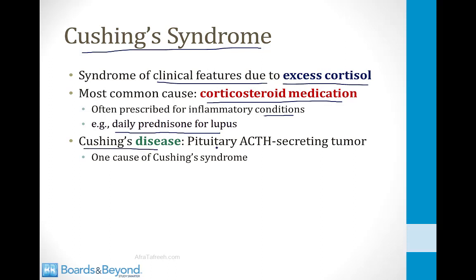Now, don't confuse Cushing's syndrome, which is a set of clinical features from excess cortisol, with Cushing's disease. Cushing's disease is a pituitary ACTH secreting tumor. Cushing's disease is one cause of Cushing's syndrome, but it's not the only cause, and as I said before, the most common cause is corticosteroid medications.